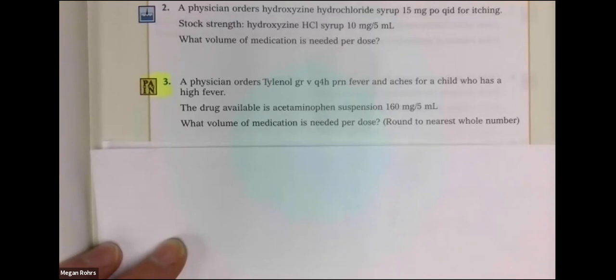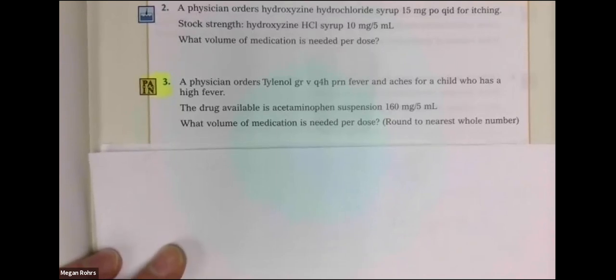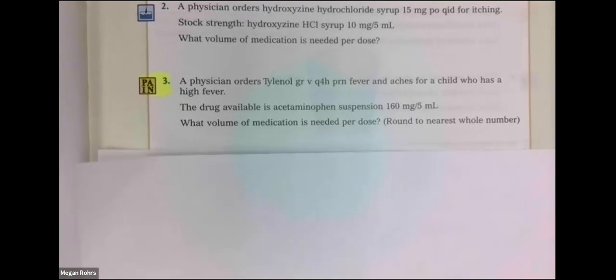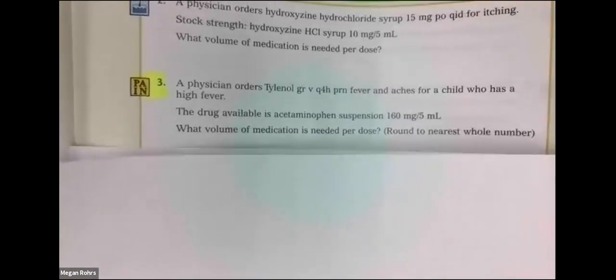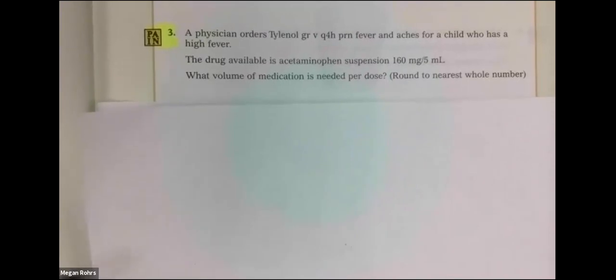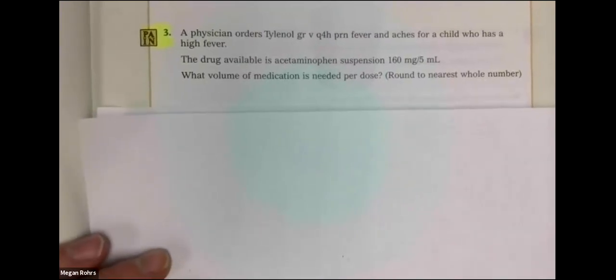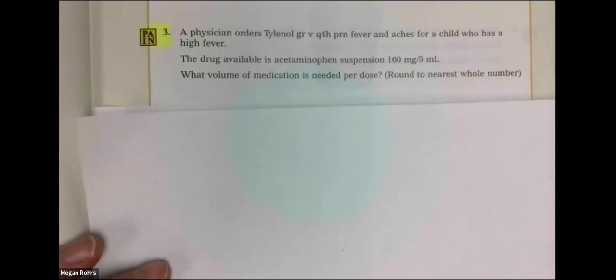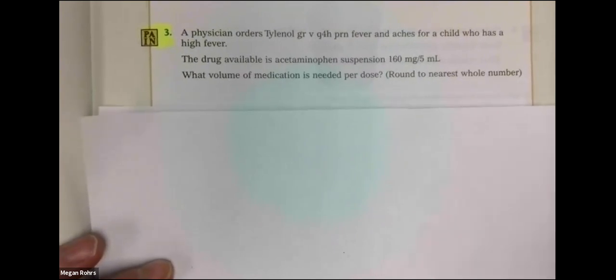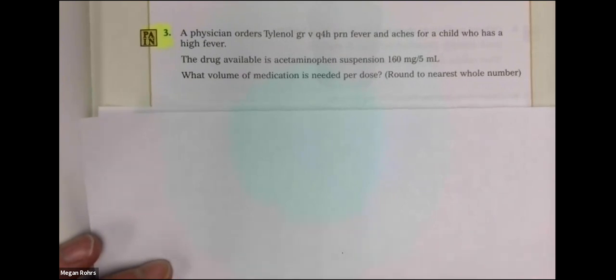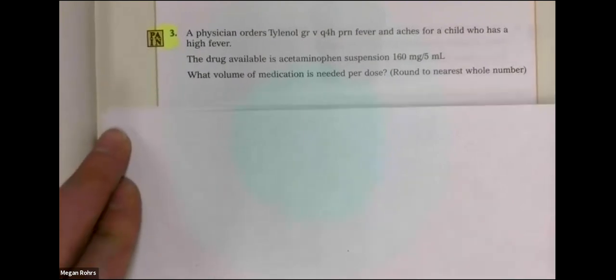Okay, so I am on page 165. I'm looking at number 3 in the pretest. So here we have a physician orders Tylenol 5 grains every 4 hours as needed for fever and aches for a child who has a high fever. The drug available is acetaminophen suspension, 160 milligrams per 5 mLs. What volume is needed per dose? Round to the nearest whole number.